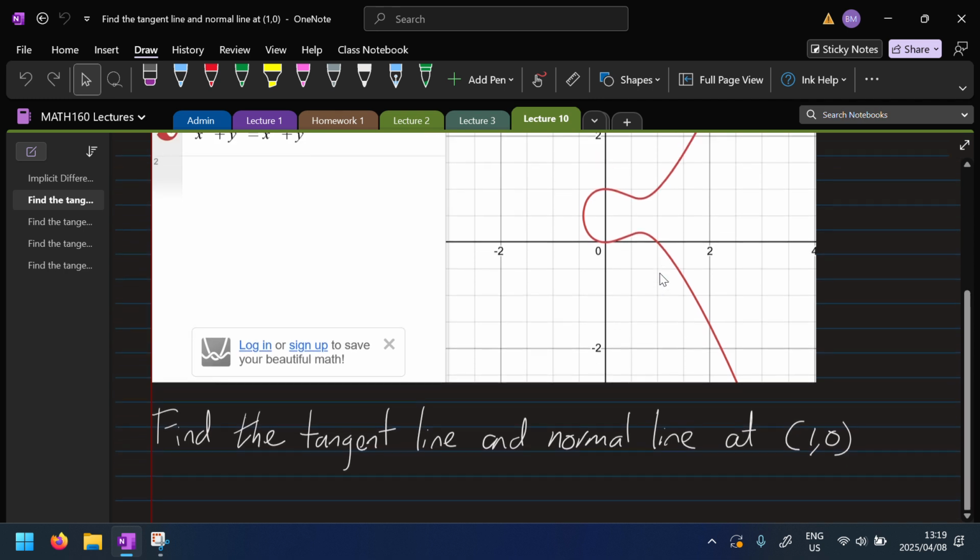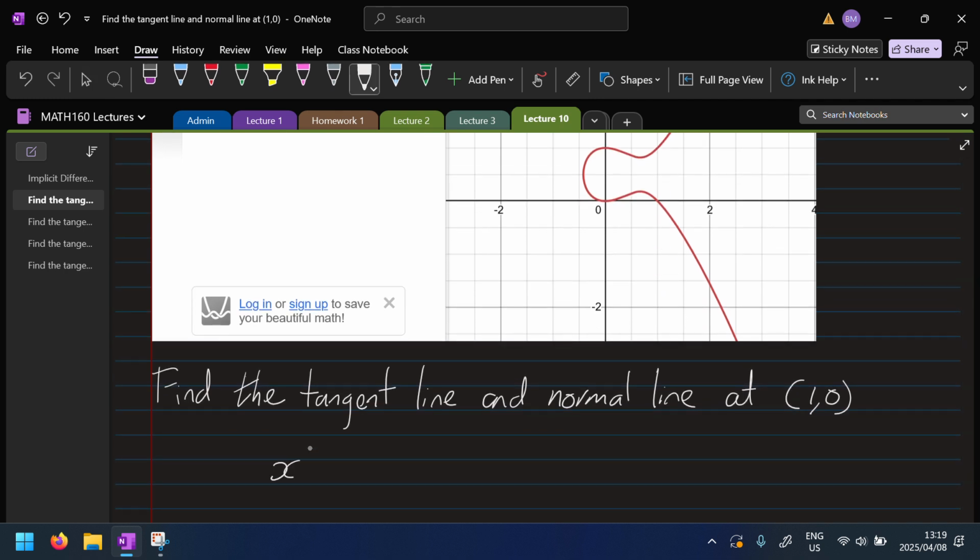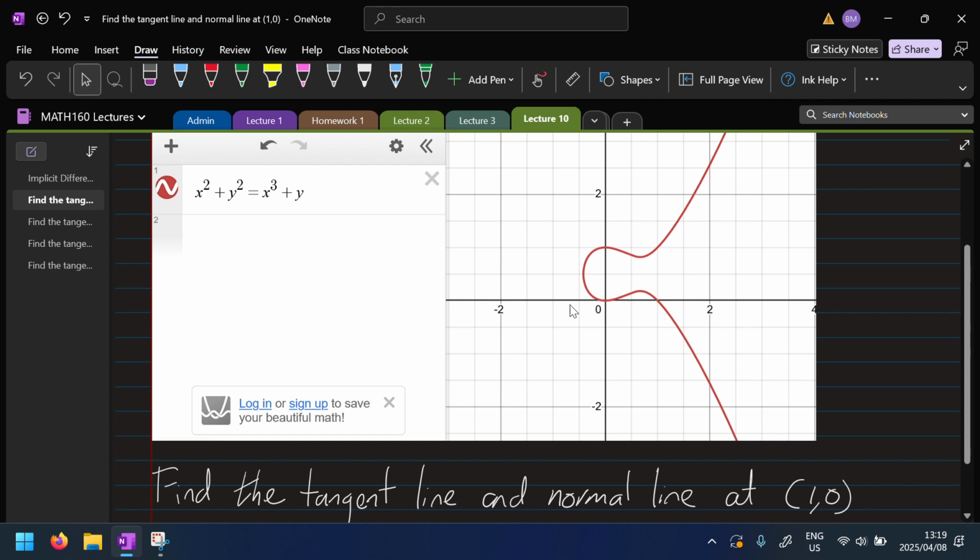Okay, so let's start with the curve. x squared plus y squared equals x cubed plus y.